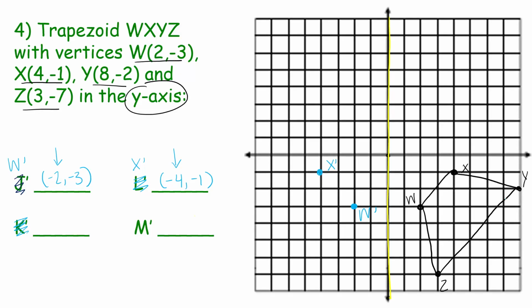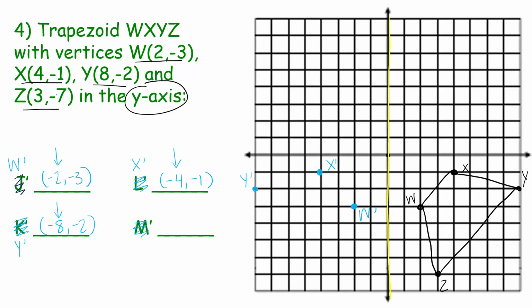Let's go Y next. So Y is 8 away from that y-axis on the right side. So I'm going to go 8 to the left to reflect it. So that's Y prime. So for Y prime, instead of 8, -2, it is now -8, -2. And again, I see the Y value stayed the same, but my X value changed from +8 to -8.